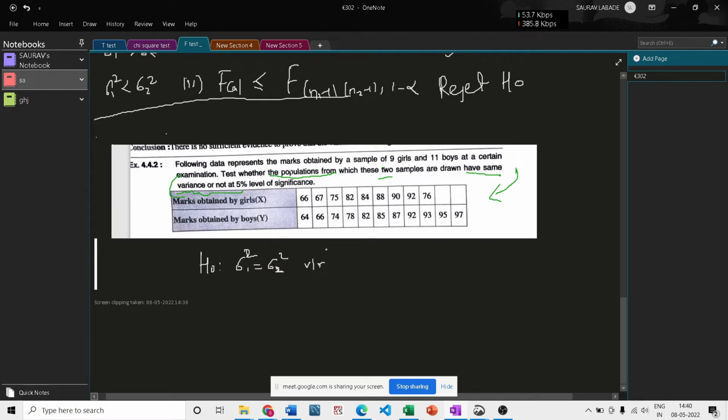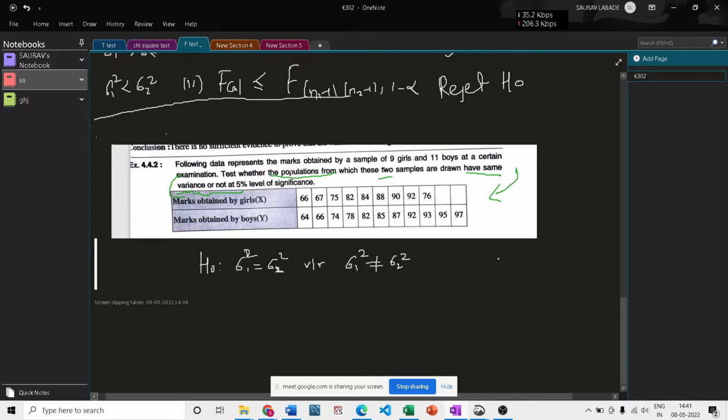It is sigma 1 square not equal to sigma 2 square, right? So this is my null and alternative hypothesis. Here I am doing one thing for making the calculation simple.